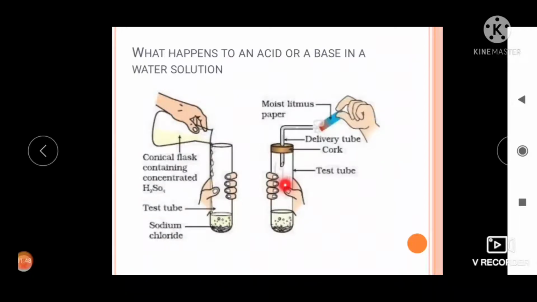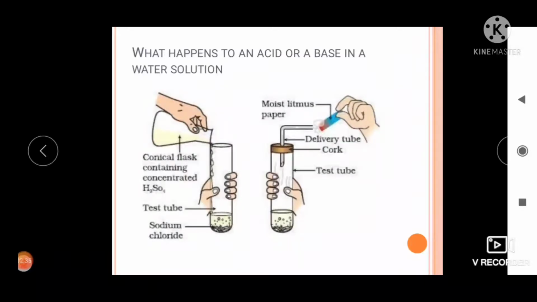Hold a dry blue litmus paper in hydrogen chloride gas. There is no change in the color of dry blue litmus paper. This shows that hydrogen chloride gas does not behave as acid in the absence of water. There is no water in dry litmus paper. We now hold a moist or wet blue litmus paper in hydrogen chloride gas. Then you can observe that the color of the litmus paper turns red.